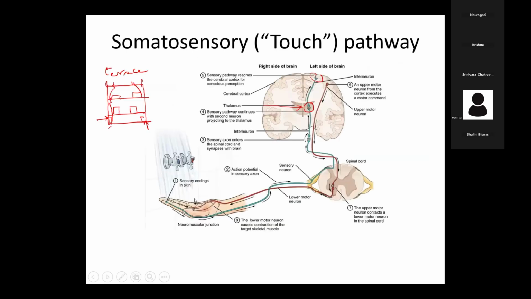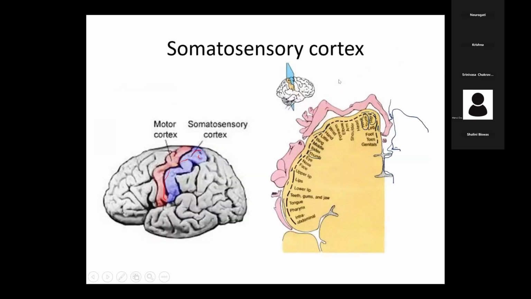Now the sensory input from the skin, let's say you have sensory receptors in the hand, comes into the spinal cord first and goes to the brain, to a specific part of the cortex. That's called the somatosensory cortex or the touch cortex, which is shown like this. Like I said, this central marker is the central sulcus. Behind it, you have input processing, and in the front, you have output processing.